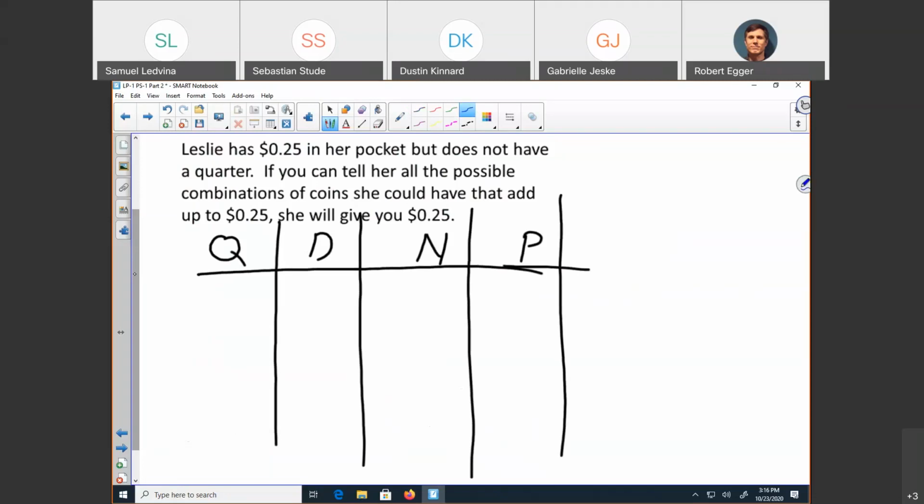Okay. Now we know we don't have any quarters because she told us that up front. So we're just going to freeze quarters and make them all the same number. Most people would probably work their way from right to left in this case. The easiest way to make a quarter is to have no dimes, no nickels, and 25 pennies.